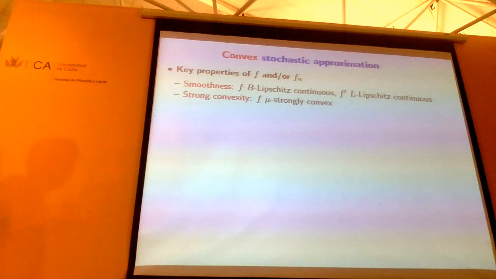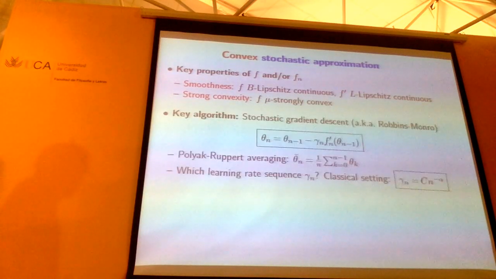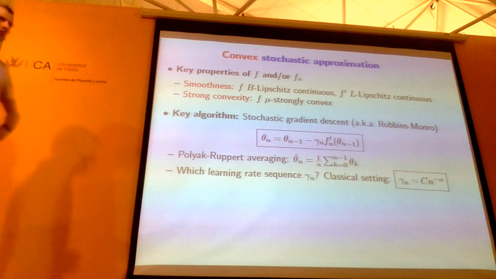Okay, so I'm going to consider the stochastic approximation setup. And like for deterministic optimization, we need some assumptions. Still, boundedness of gradient, boundedness of Hessians is equivalent, or strong convexity. So the key algorithm is stochastic gradient descent, which is the worst possible name for an algorithm.